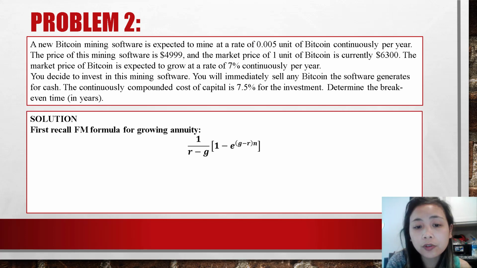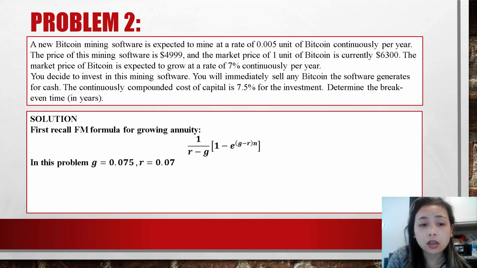Before we work on this problem, I want to recall a formula for the growing annuity: 1 over (r minus g) times (1 minus e^((g minus r) times n)), where n is the number of years. This formula is for the net present value of the growing annuity, and r and g here are the continuously compounded rates of change. So in this problem, r is basically the cost of capital, which is 7.5% or 0.075, and g is the growth rate of the Bitcoin.